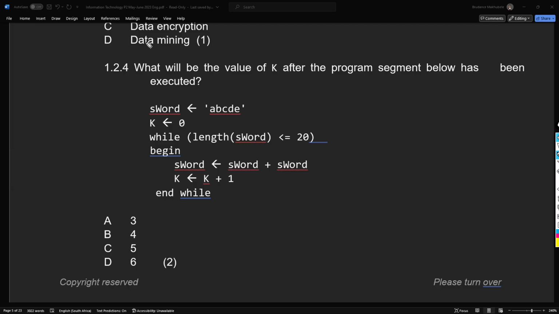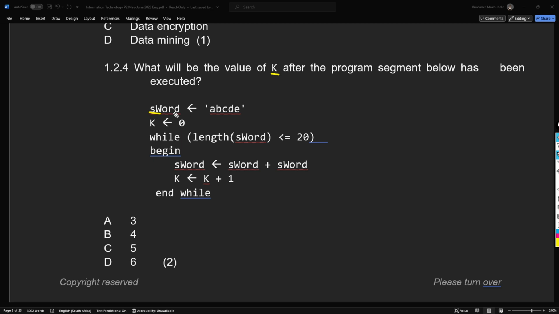So now we can consider this pseudocode, or maybe we can call it an algorithm. You already know it. Let's get into it. So what will be the value of k after the program segment below has been executed? So that will be the question. So let's get into the algorithm.